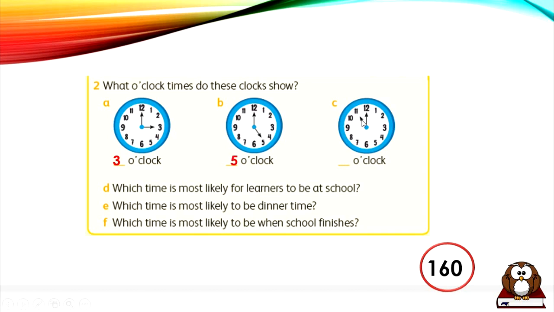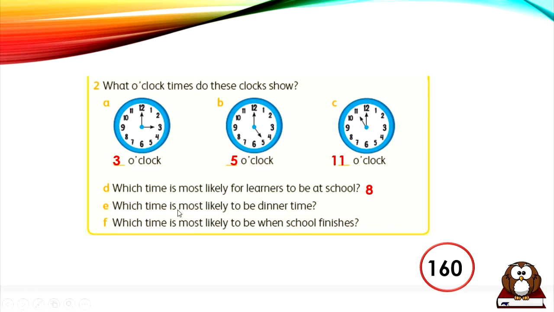C. The small one is on 11 and the big one is on 12. What time is it? It is 11 o'clock. Well done. D. Which time is most likely for learners to be at school? As we know, 8. Great.